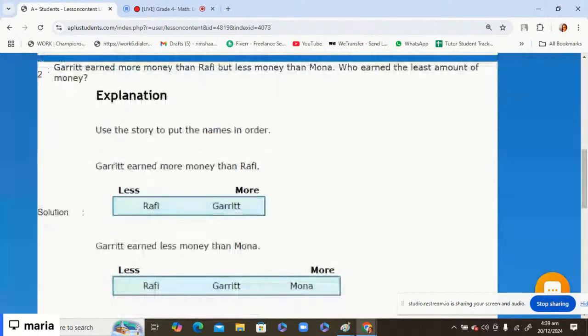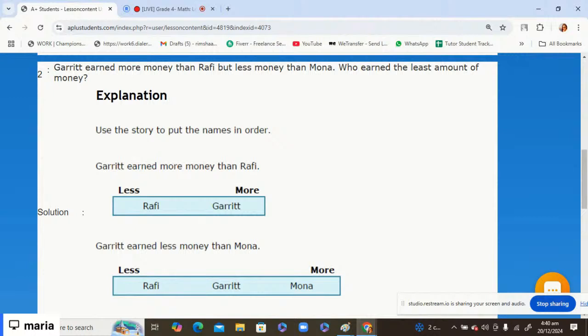Garrett earned more money than Rafi but less money than Mona. So who earned the least amount of money? They are saying that Garrett earned more money than Rafi, but less than Mona. So it means that Mona is greater, and Rafi is in the middle now.